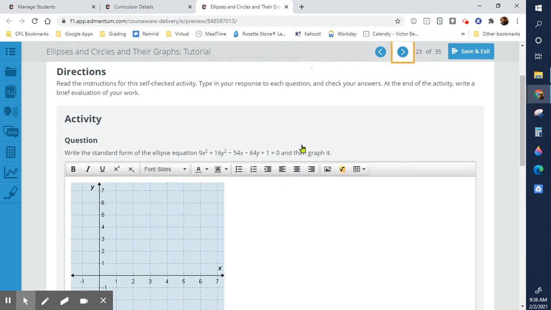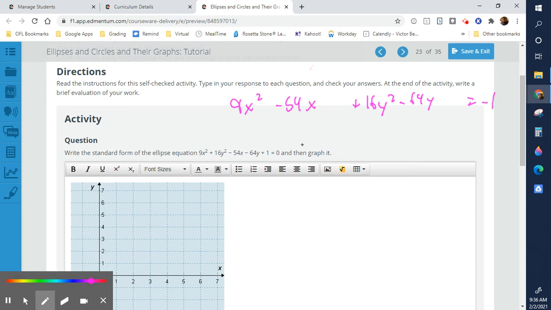So here's my formula. Well, the first thing I want to do is separate these. So I want to do 9x squared minus 45x plus 16y squared minus 64y, and this is going to be equal to -1. So the first thing I'm going to do is cut my b terms in half. So that is negative. Oh, wait.